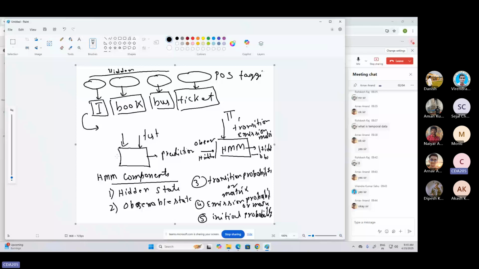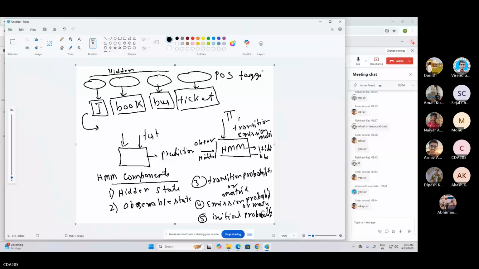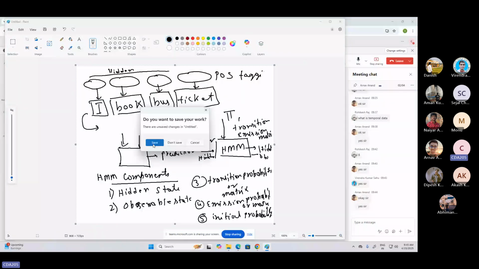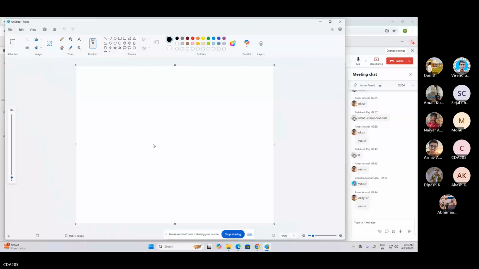Everyone, are you clear with this? HMM components: hidden, observed. Okay. Now we will come to one solved example. We will solve one example, then you will get a clear view about the hidden Markov model. Okay, so we will solve one example.